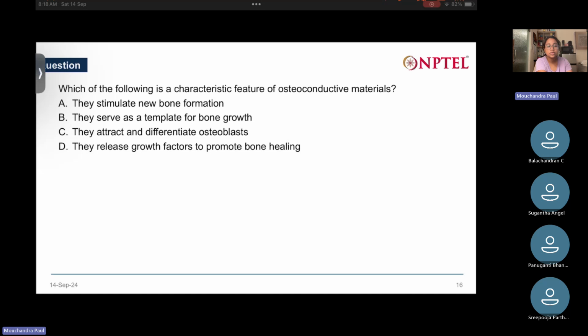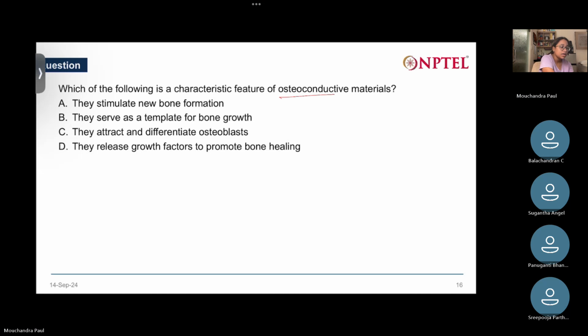This is the next question. Which of the following is a characteristic feature of osteoconductive materials? Again, this question is based on whatever you have understood in the previous slide. A, they stimulate new bone formation. B, they serve as a template for bone growth. C, they attract and differentiate osteoblasts. D, they release growth factors to promote bone healing. Which of these options is correct, or correctly fits the definition of osteoconductive materials?